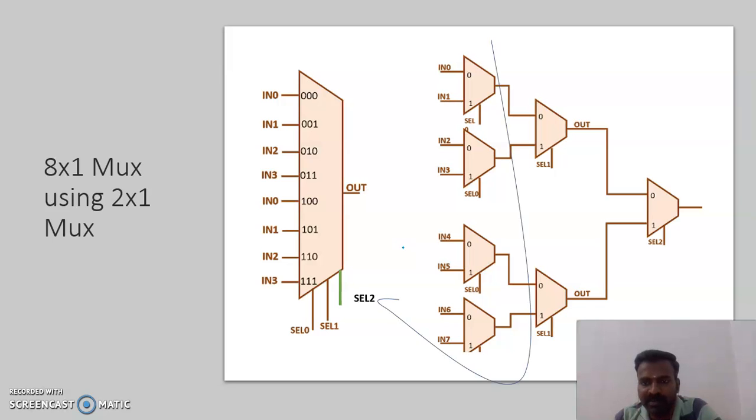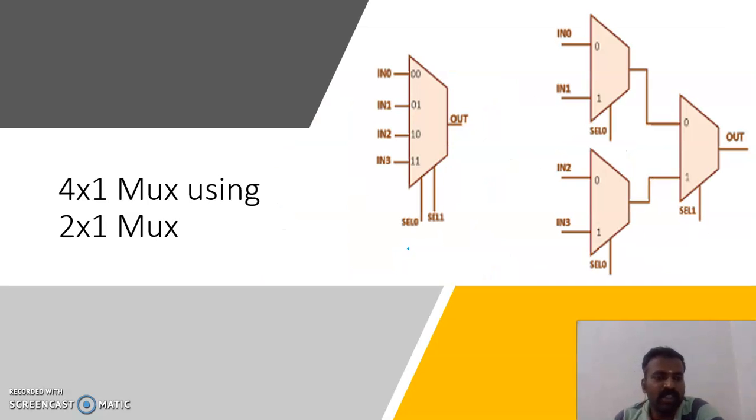This is the first level, this is the second level, and this is the third level. Similarly, consider a 4x1 mux using 2x1 mux. For a 4x1 design we need 2 selection lines, and for a 2x1 we need 1 selection line. Let's draw the 4x1 multiplexer block diagram: IN0, IN1, IN2, IN3 with the 2 selection lines, select 0 and select 1. Like the previous 8x1 mux design, now I'm going to design this 4x1 using 2x1.